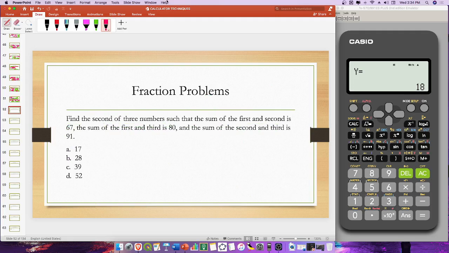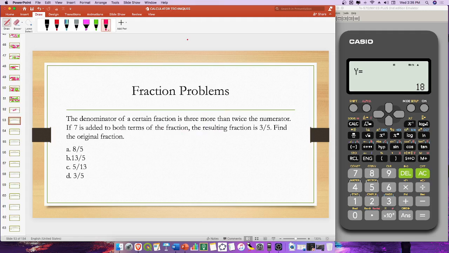The next problem is to find the second of the three numbers such that the sum of the first and second is 67. Okay, now we've done this before. We have solved this one. This was already solved, so let's skip this problem. This problem was solved in the previous slides. Now let's proceed with fraction problems again.